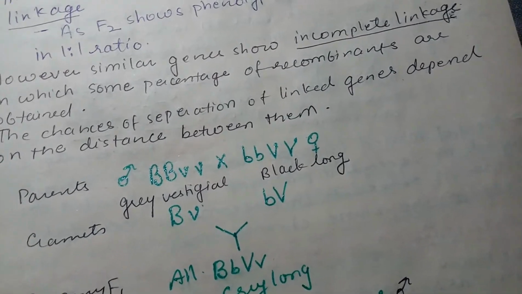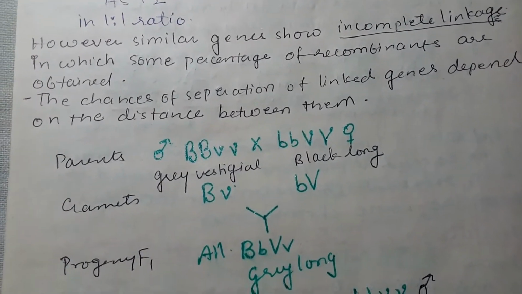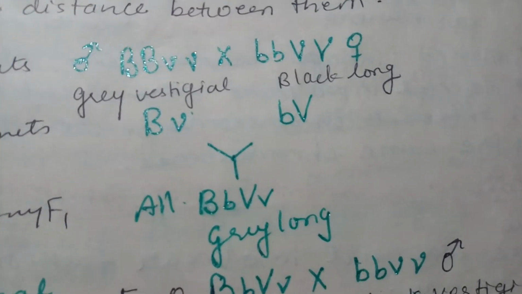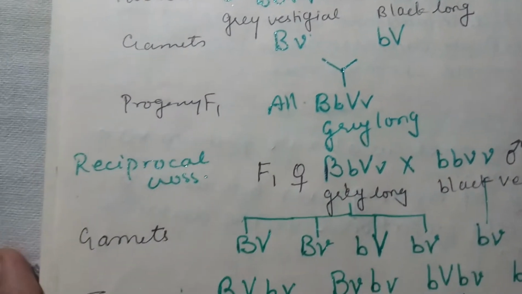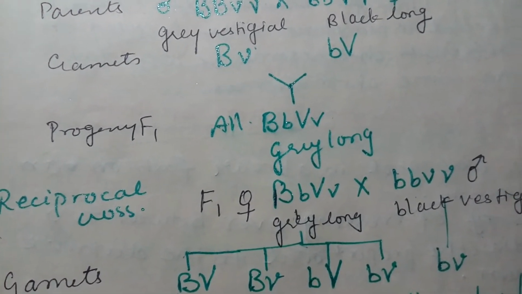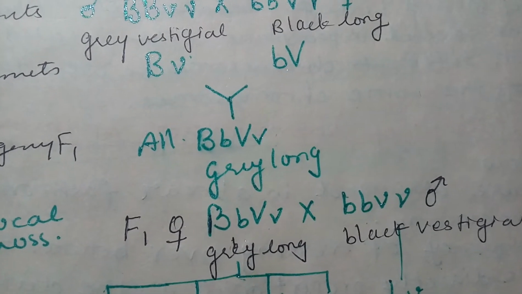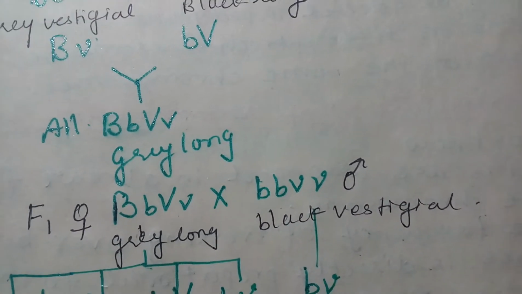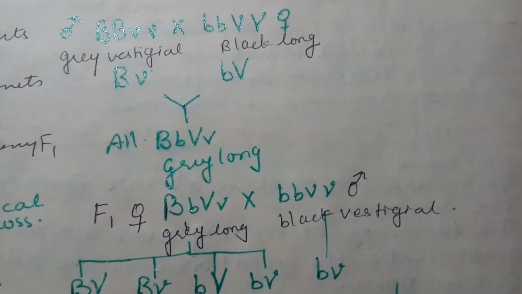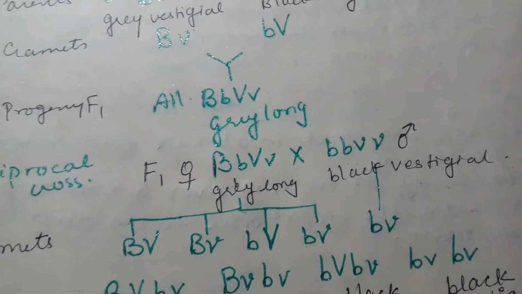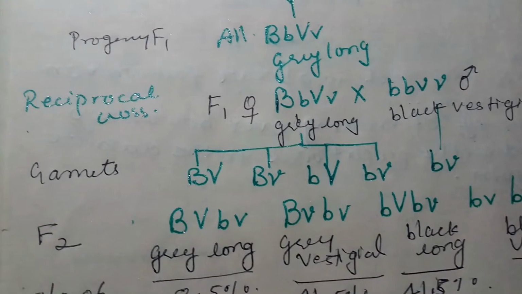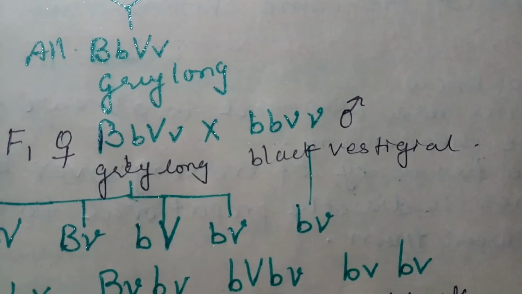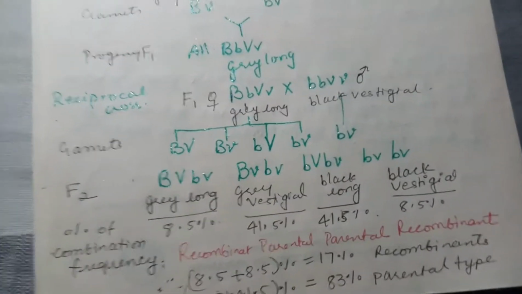A similar cross is there, only here we are performing a reciprocal cross. This is the same as the last cross, F1 will get gray long, but here the reciprocal cross is performed. Over here, instead of F1 male, F1 female is taken, and this is crossed with a homozygous recessive male. So 4 types of gametes will be formed from one, and only 1 type of gamete from the other, and then fusion occurs.